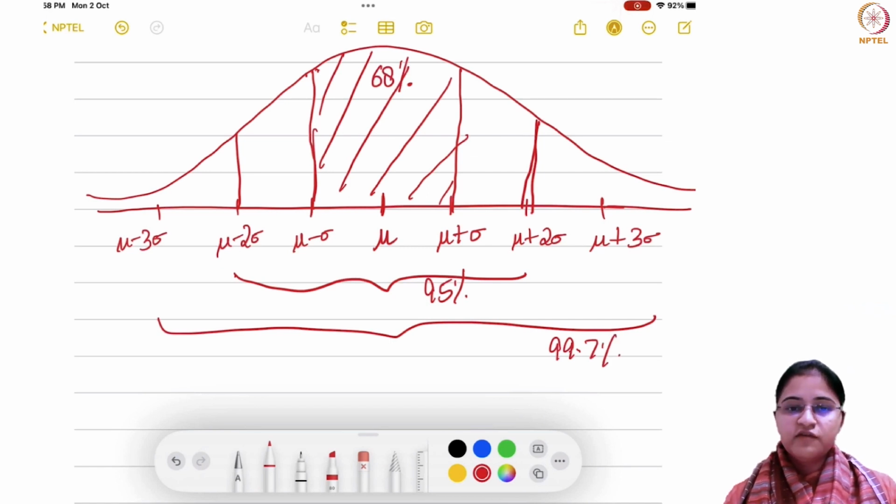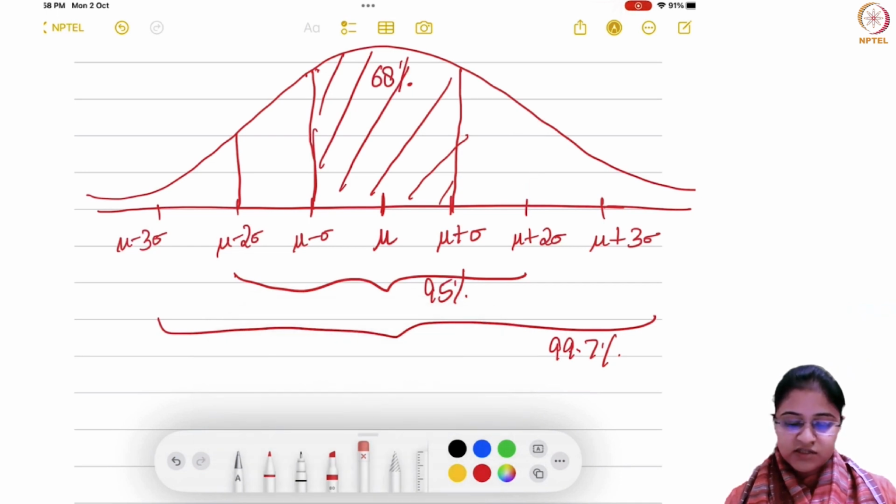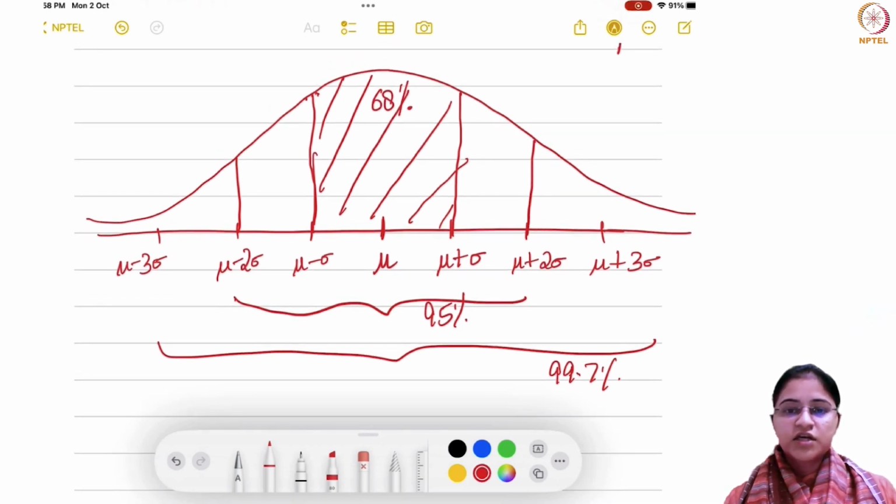So whenever your data set is given to you as having a symmetric shape or bell-shaped data, then in that case, remember that 68% of the observations would always lie between mu minus sigma and mu plus sigma. If you go from mu minus 2 sigma to mu plus 2 sigma, then 95% of the observations will be there. And if you go further, then you will get 99.7%.